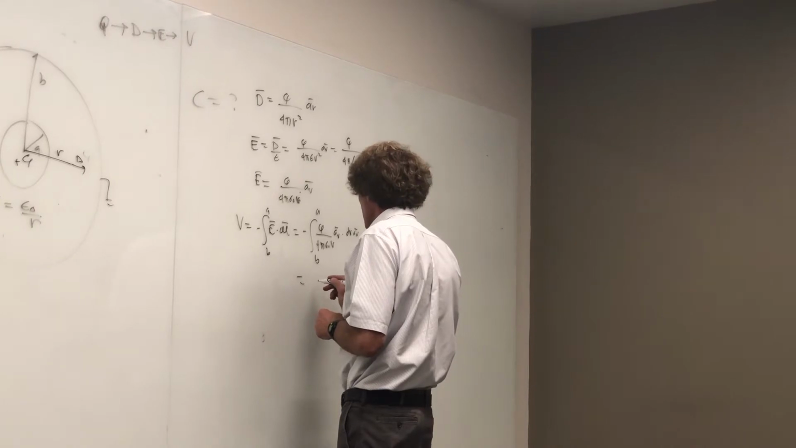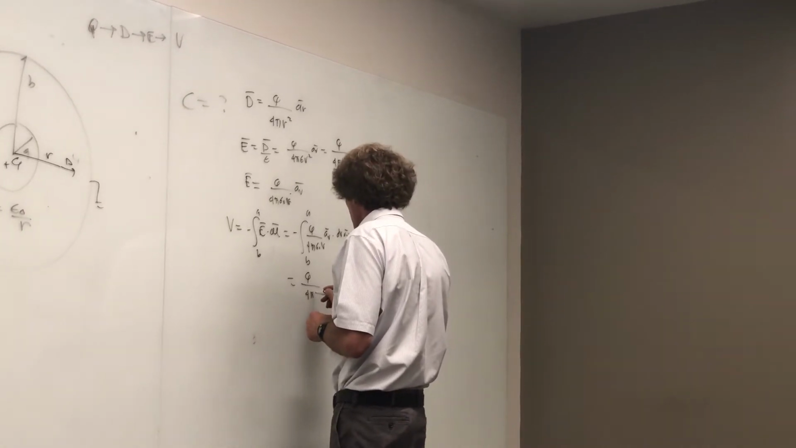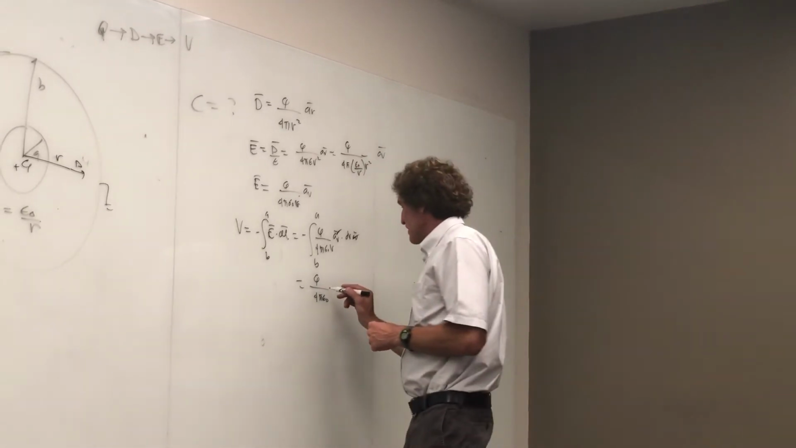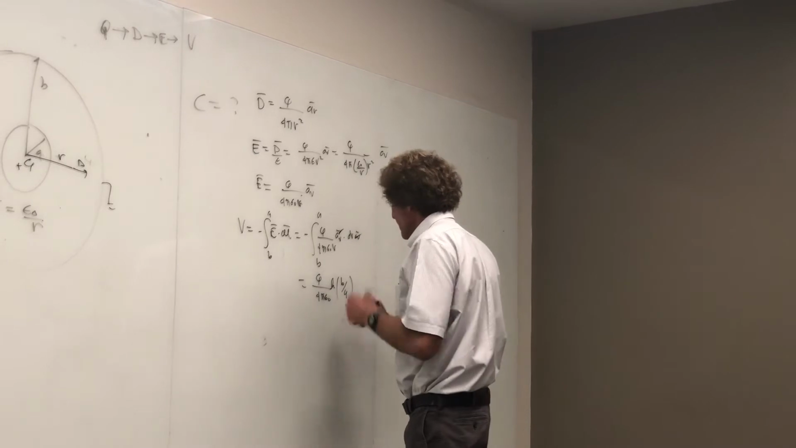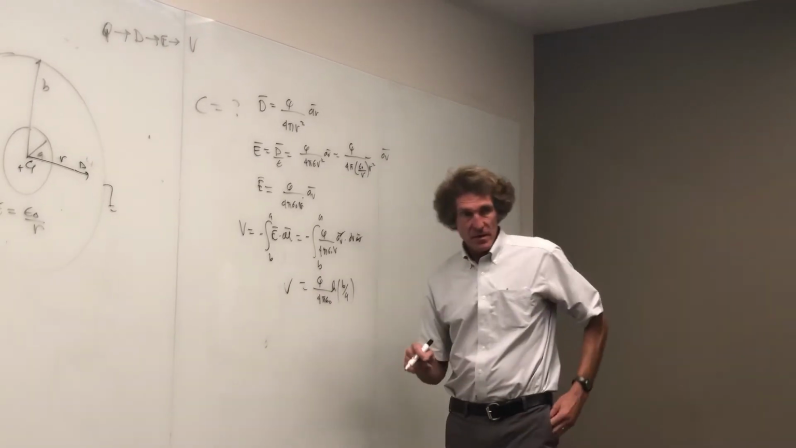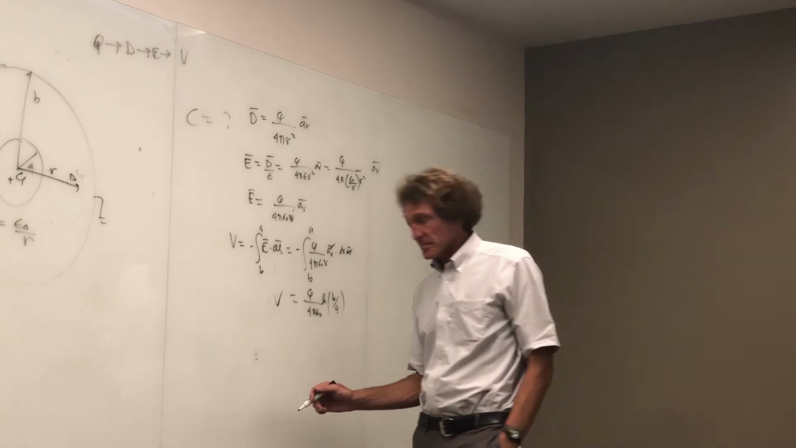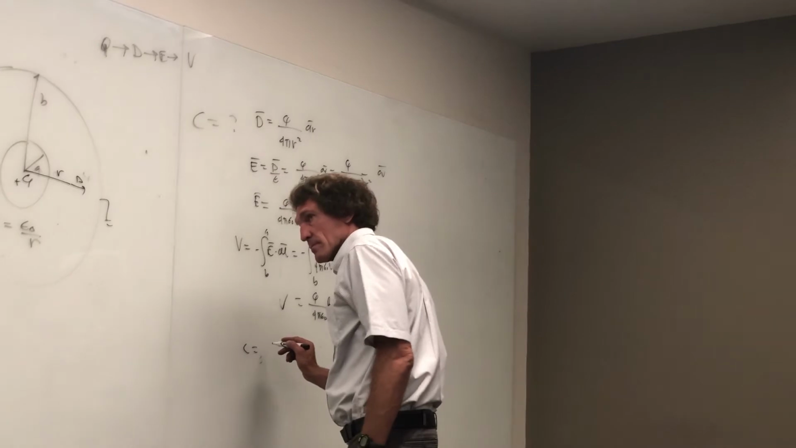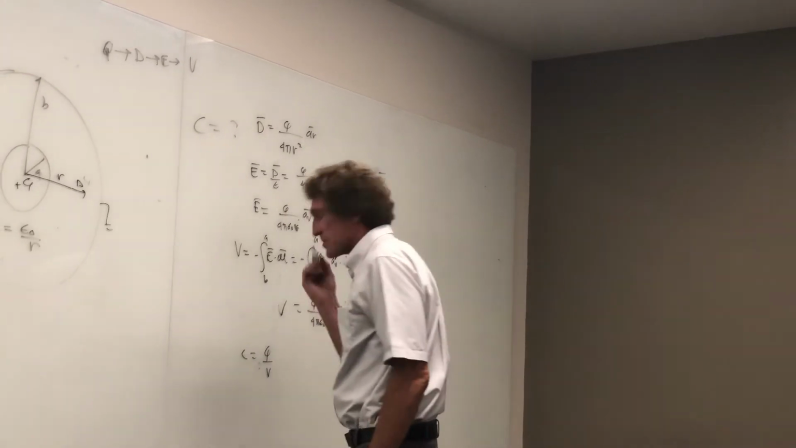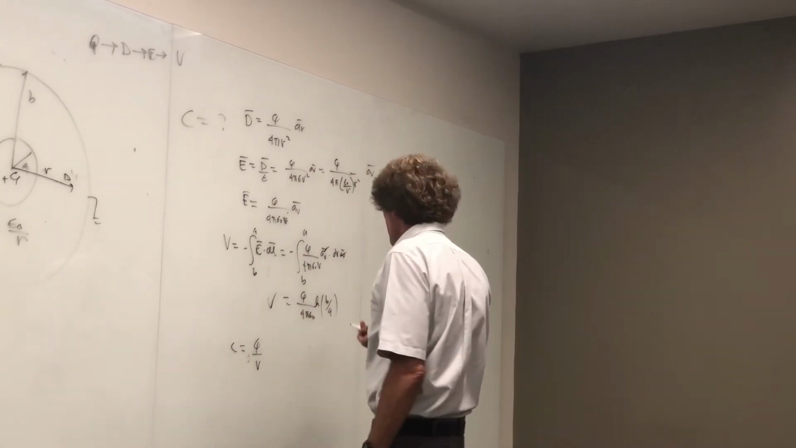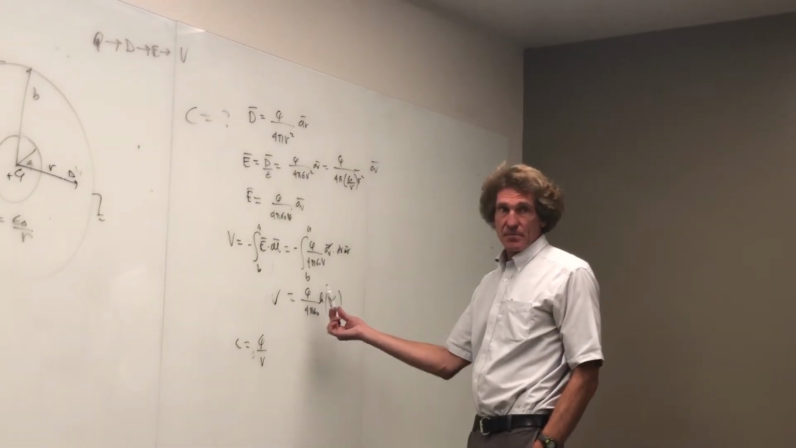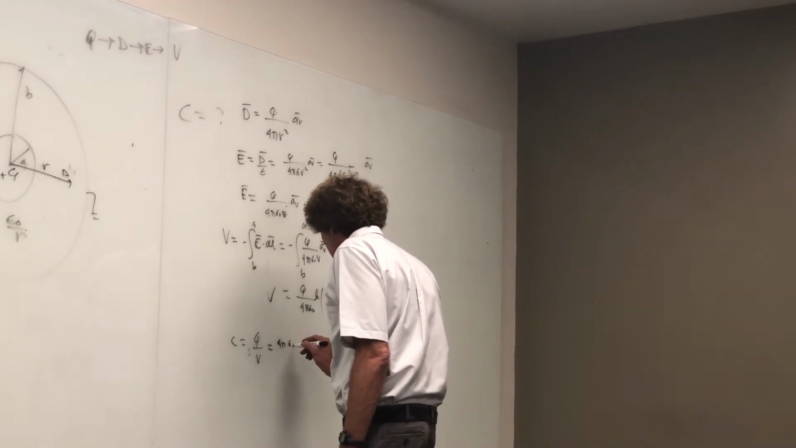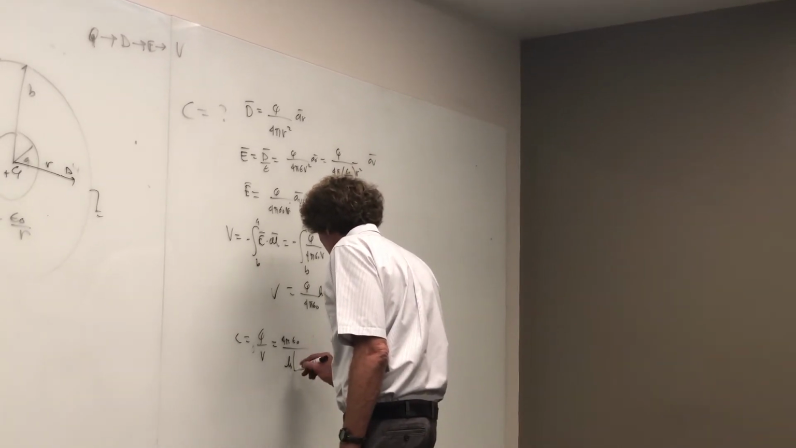And what's that? That's actually Q over 4 pi epsilon naught. What's the integral of 1 over R? Natural log, right, of B over A, right? That's V, correct? And finally, what's C? Charge over voltage. Right, Q over V. We started with charge, right? We divide by voltage, you'll notice the charge cancels. And you get C equal to 4 pi epsilon naught divided by natural log of B over A.